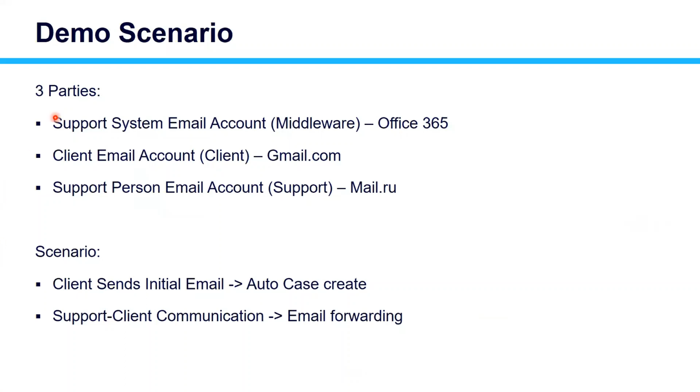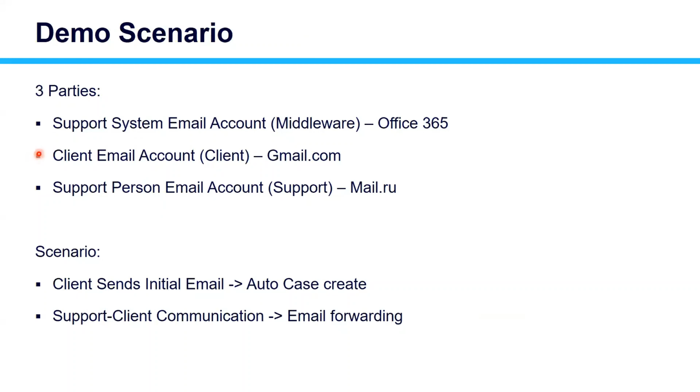So with these, we actually have three parties. The first party is the support system email account. Let's call it the middleware, or man in the middle, because the support system is something that hides your internal people from your client and the client from your internal people. Basically, the client can send the email to your middleware, for example support.acumatica.com or info@gmail.com, something like this.